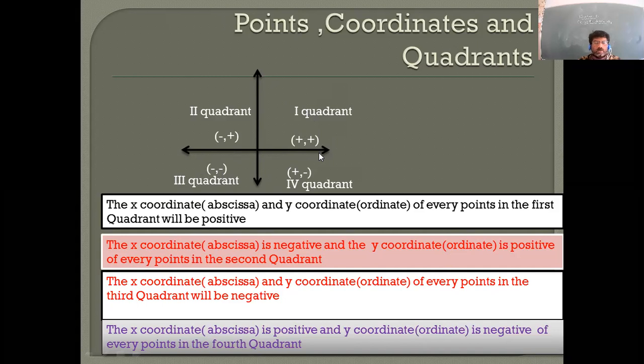This is the third quadrant and this is the fourth quadrant. X will be positive, y will be negative, so plus minus. That is written here.